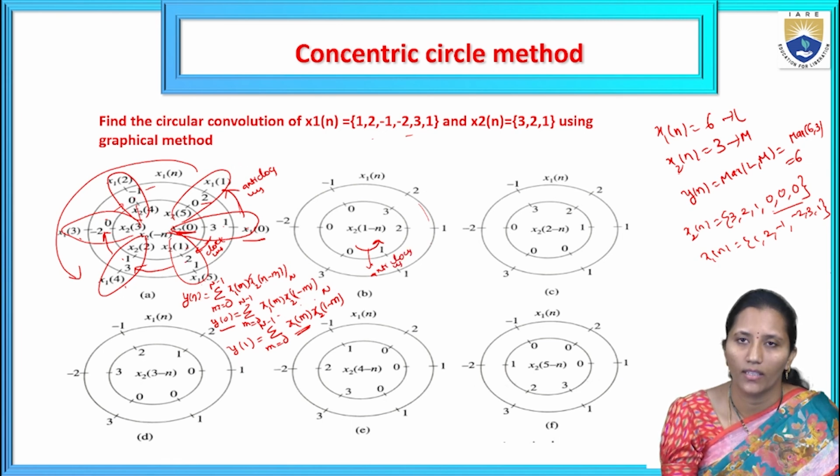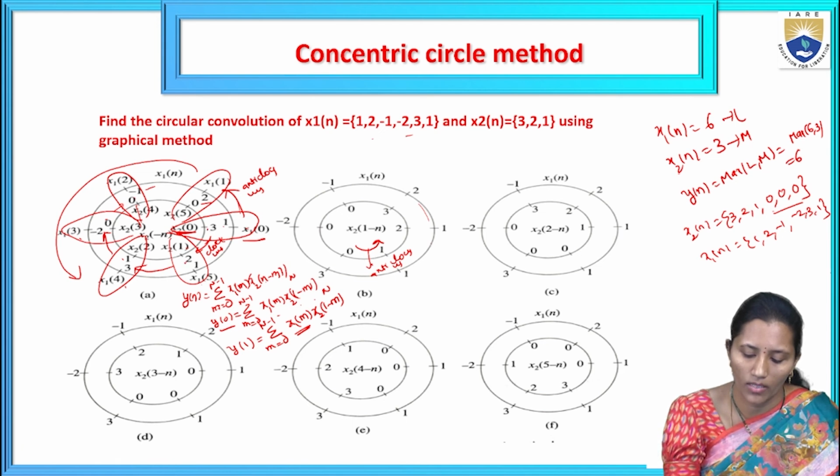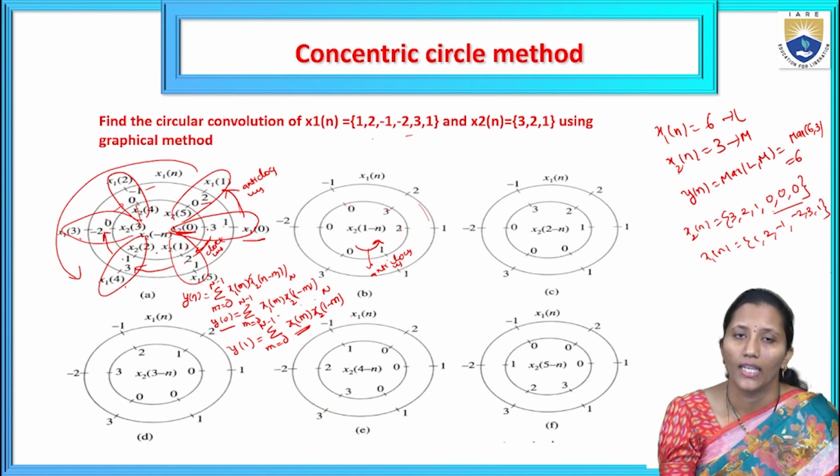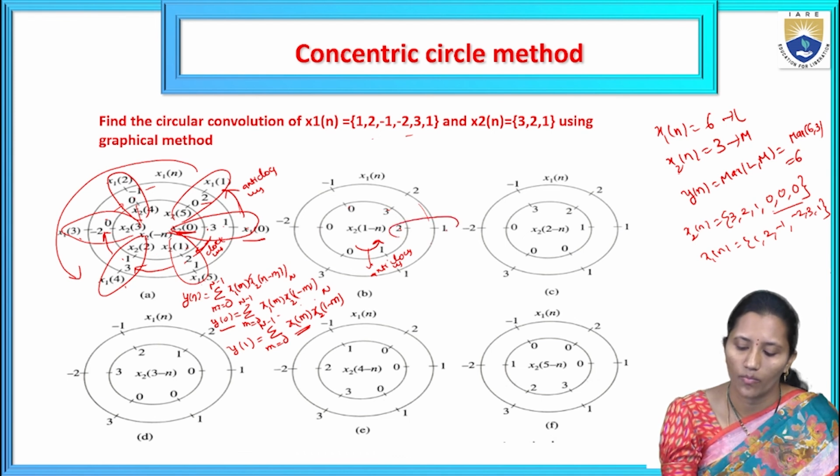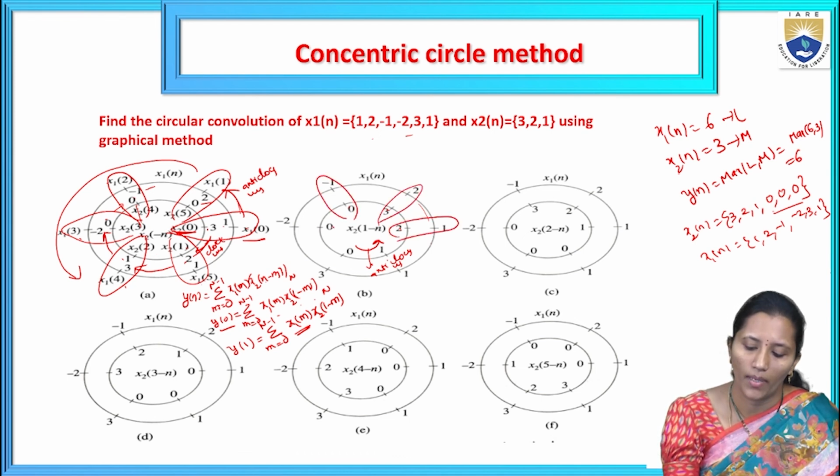So here we are moving. Here it is starting from 3, so it is moving here. So 2 will come here: 2, 3, 0, 0, 1. So we are rotating the inner circle by 1 unit in anti-clockwise direction, and corresponding values will be multiplied and added to get the y of minus 1.